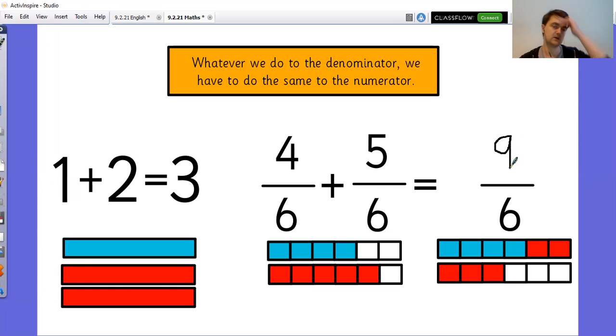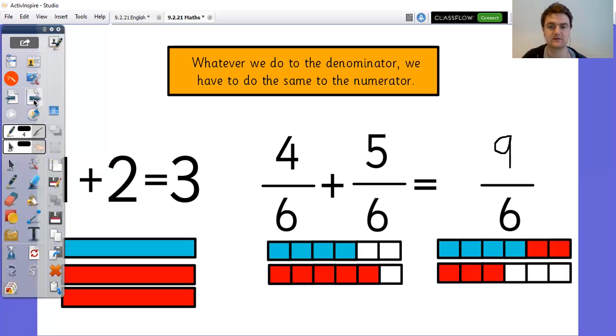Now, because my fractions have been shown to me as mixed numbers, I can't have a mixed number and an improper fraction. Now, I can see from here that this is the equivalent of 1 whole and 3/6.